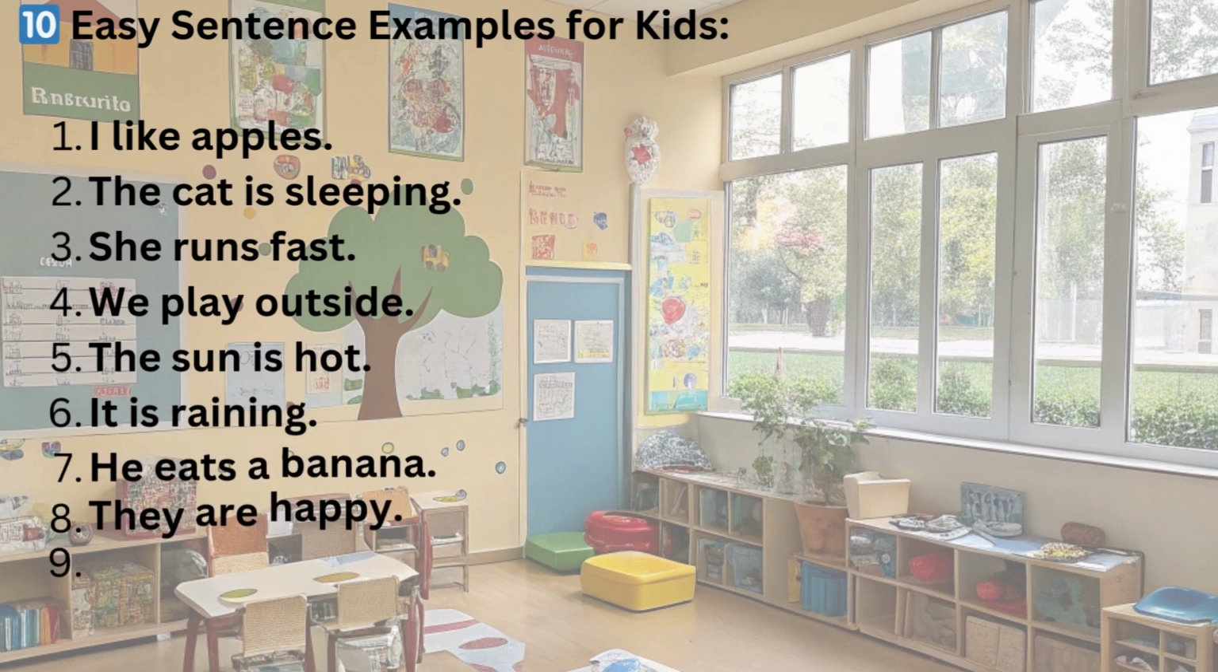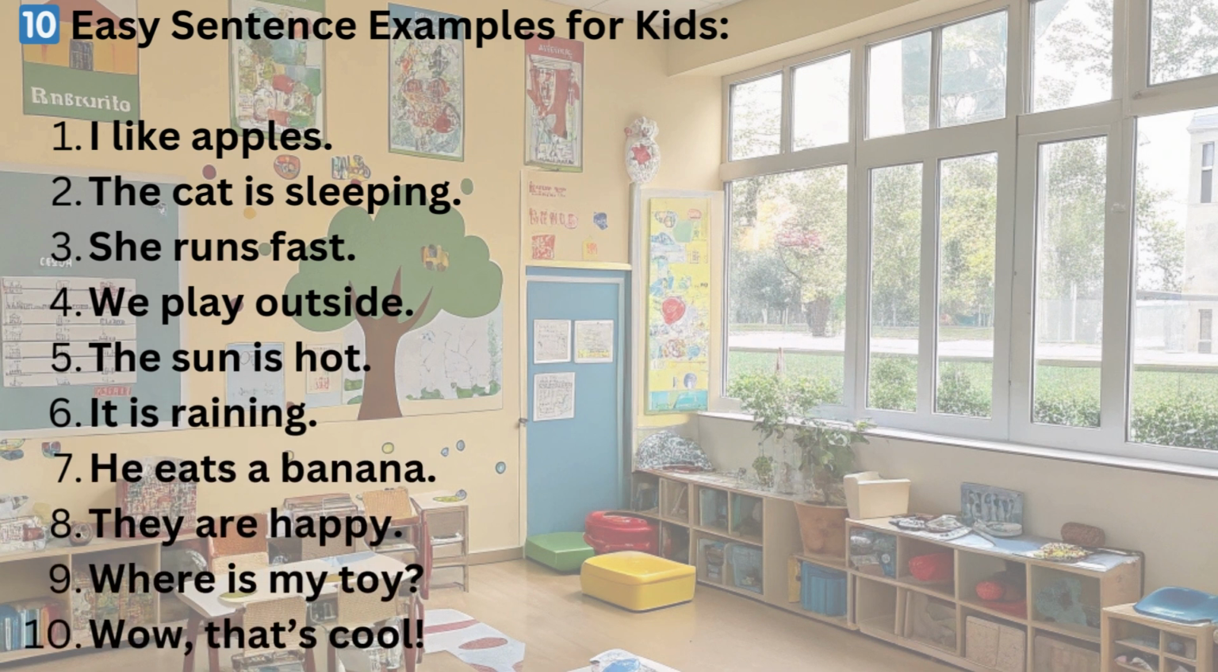10 easy sentence examples for kids. Number 1 is, I like apples. Number 2 is, the cat is sleeping. Number 3 is, she runs fast. Number 4 is, we play outside. Number 5 is, the sun is hot.